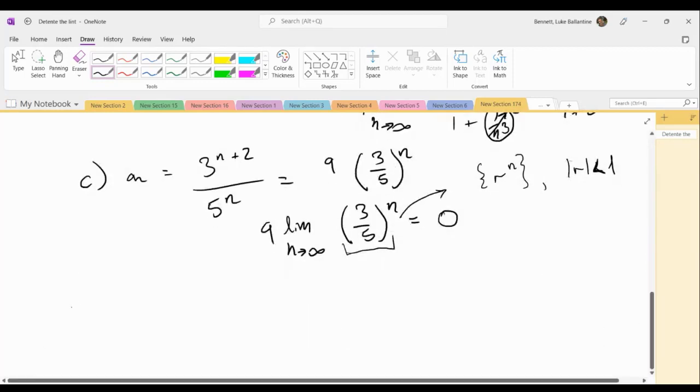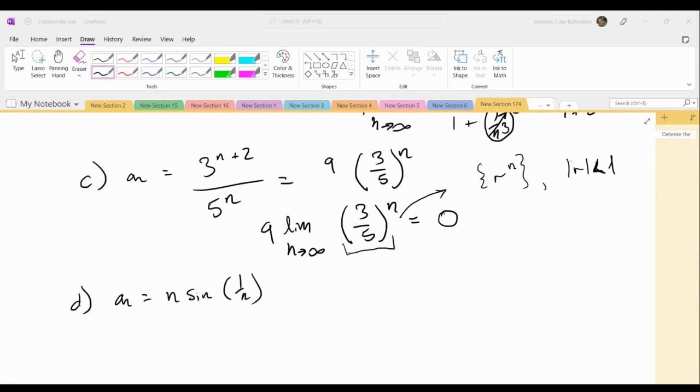Okay, so then D. For D, we have a(n) equals n sine of 1 over n. Does anyone have a suggestion as to how to handle this question? How do we find the end behavior? How do we find the limit of a(n) in this case?